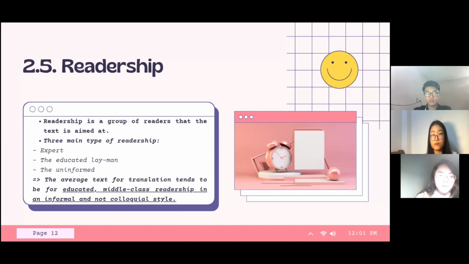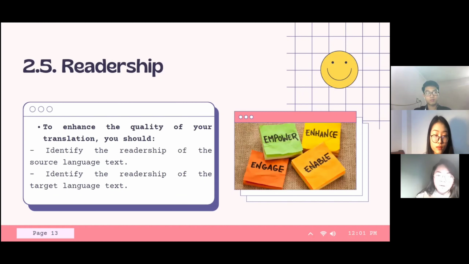For instance, when you translate a story from Vietnamese into English, your readership is 5 years old children. So you cannot use complicated vocabulary and grammar for adults because your readership are children who may find it hard to understand.